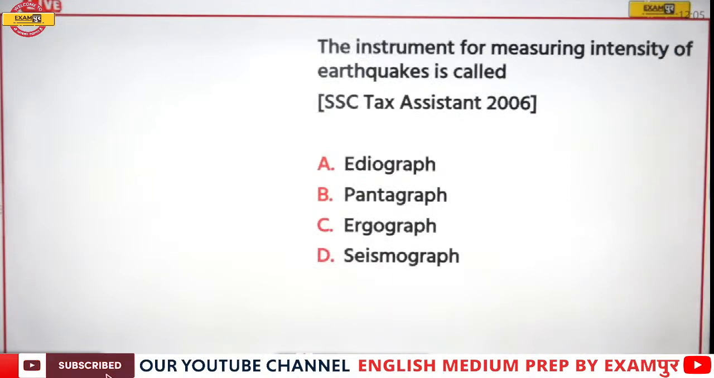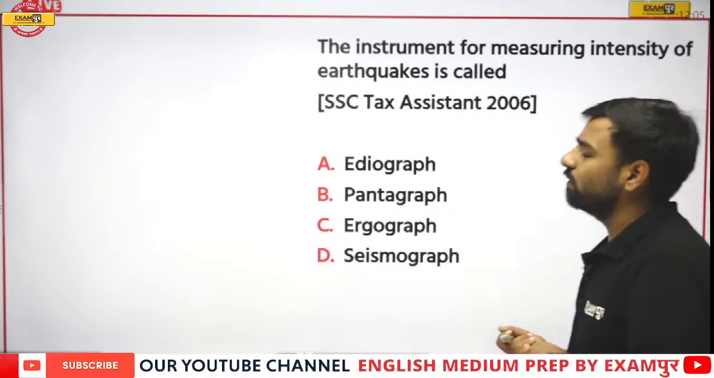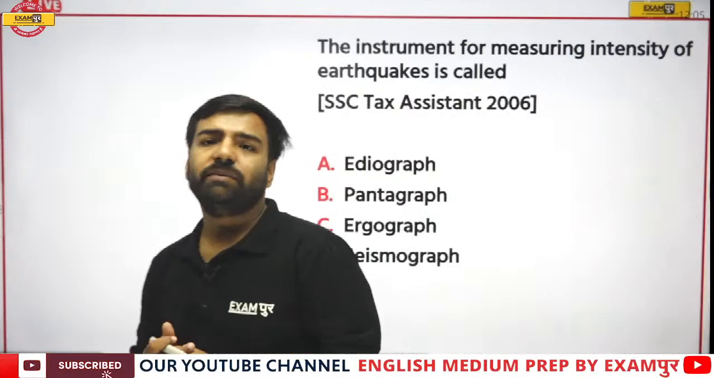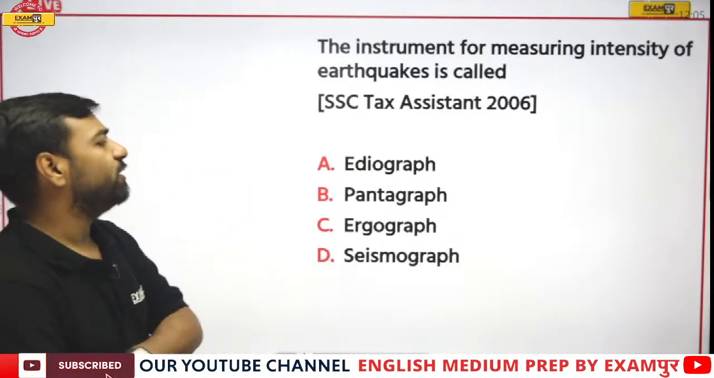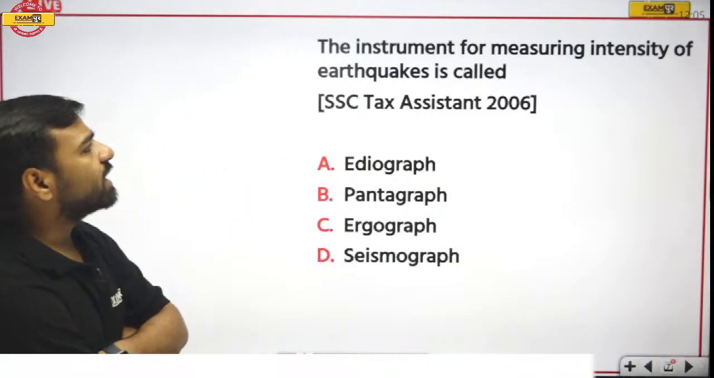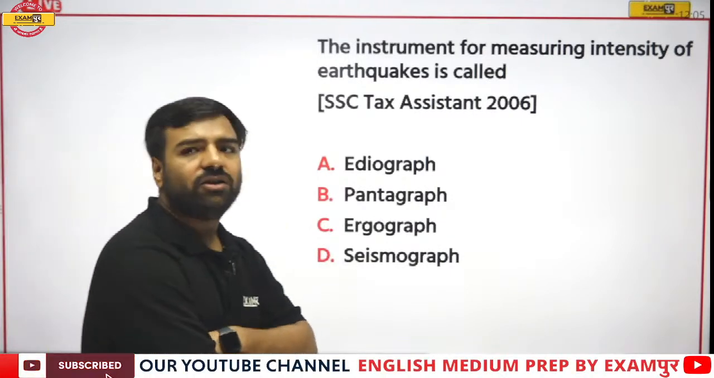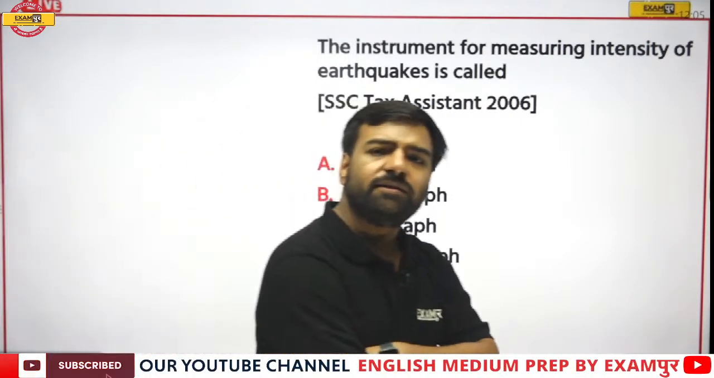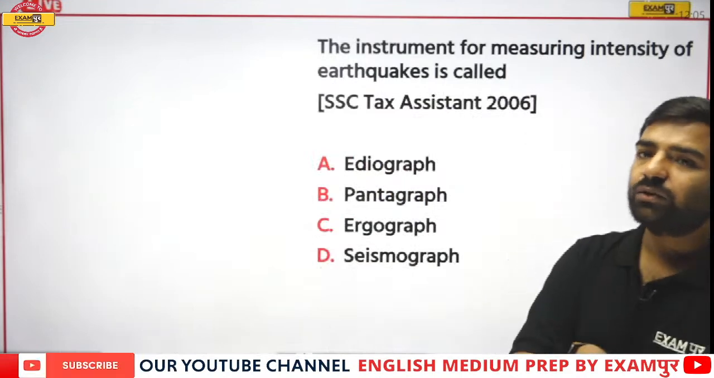The instrument for measuring the intensity of earthquakes is called what? Now this is from SSC Tax Assistant 2006. So if someone is asking about the instrument for measuring the intensity of the earthquake, what is going to be its answer? Intensity of earthquakes.